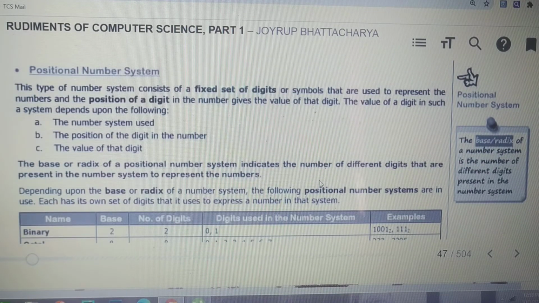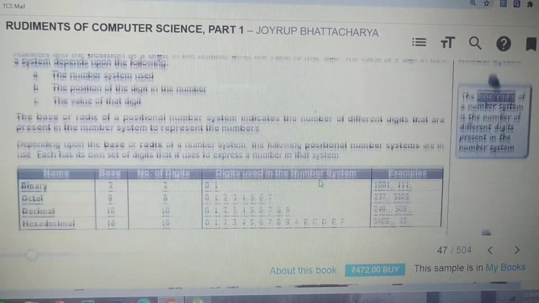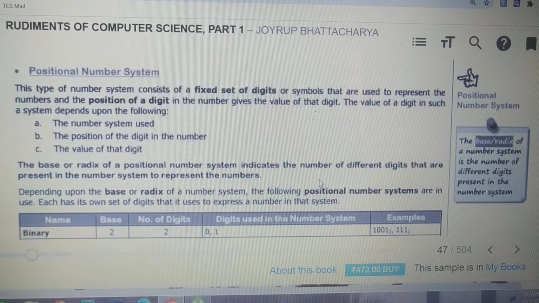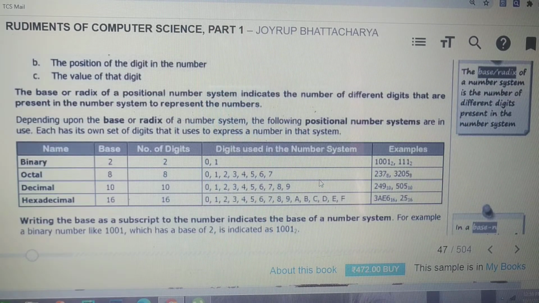This type of number system consists of a fixed set of digits or symbols used to represent a number. The actual value of a digit in such a system depends upon the following three factors: the number system used, the position of the digit in the number, and the value of the digit. Under the positional number system we have binary, octal, decimal, and hexadecimal.